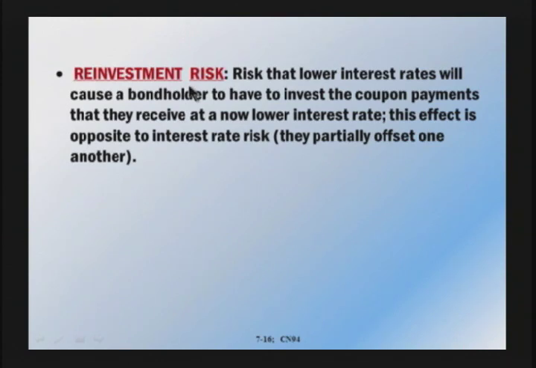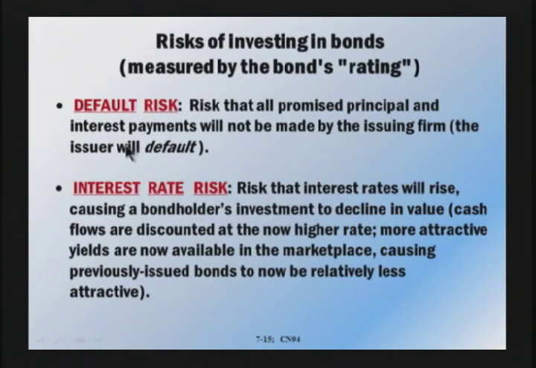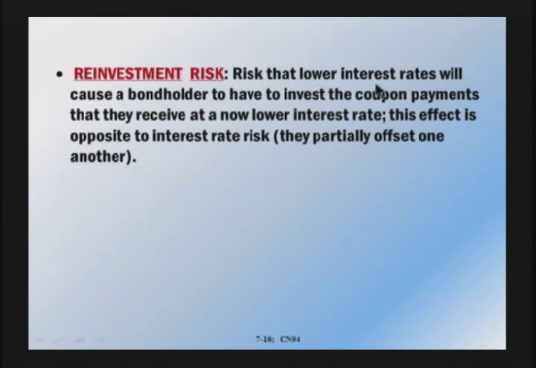Now, you can see that reinvestment risk and interest rate risk partially offset one another because they're related to interest rates in the opposite manner. Interest rate risk was the risk that rates will go up, causing your bond's value to go down. Reinvestment risk is the risk that rates will go down, causing you to reinvest your coupons at a lower rate. Well, if the rates go down, your bond's present value will go up. So they partially offset one another because they're related to interest rate changes in the opposite direction.